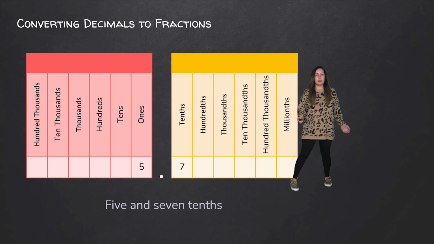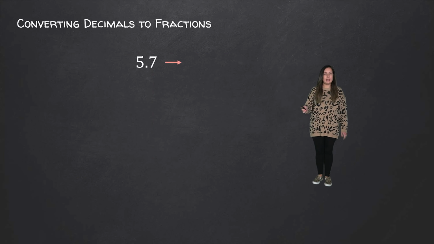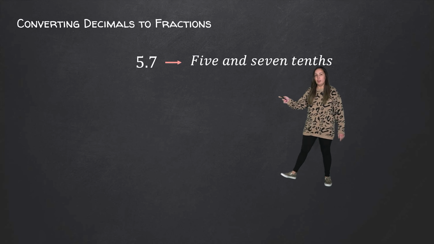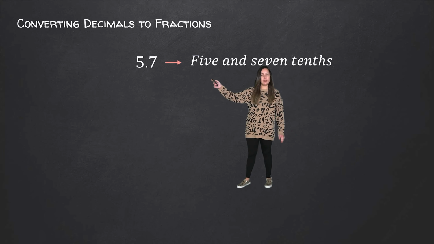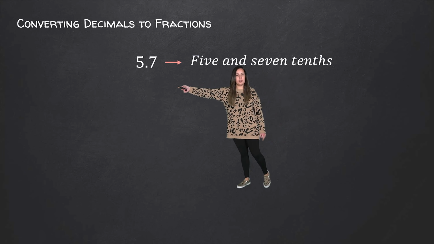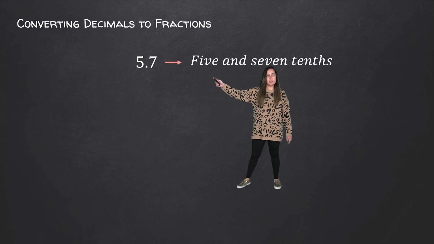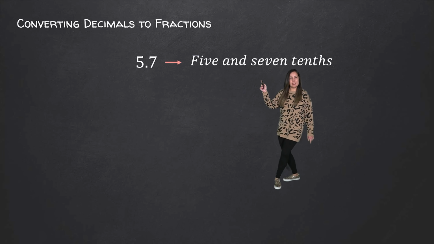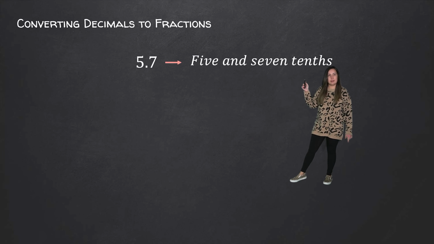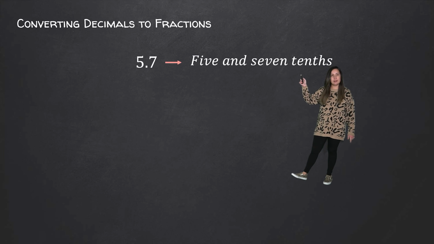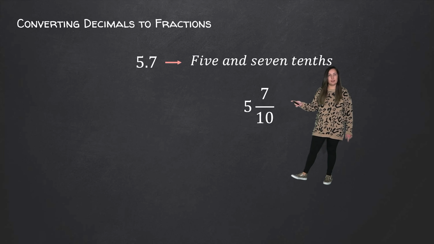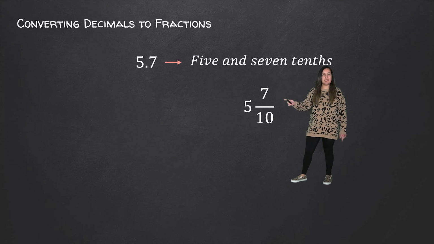Now this is going to help us write it as a fraction. We have 5, but that's going to be our whole number because we're going to have a mixed number since this is greater than 1. So 5 is going to be our whole number. And then we have 7/10. So we have 7 out of 10 because tenths is going to be our denominator. So 5.7 is 5 and 7/10, which is written as 5 and 7 over 10.